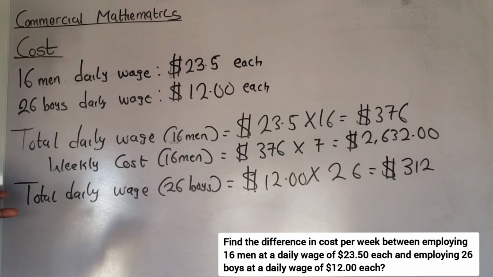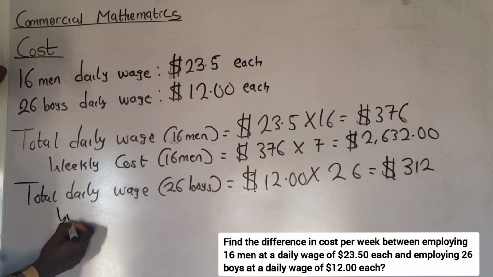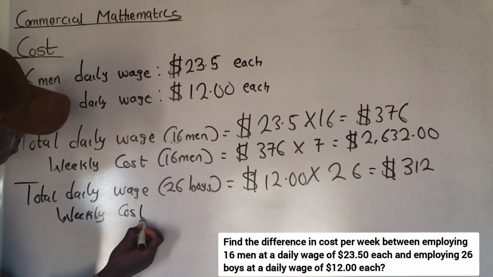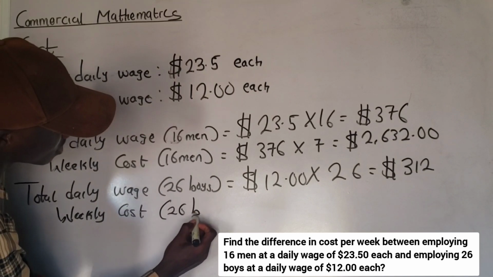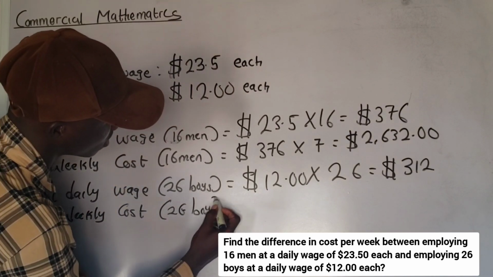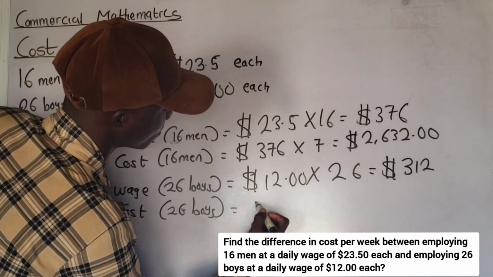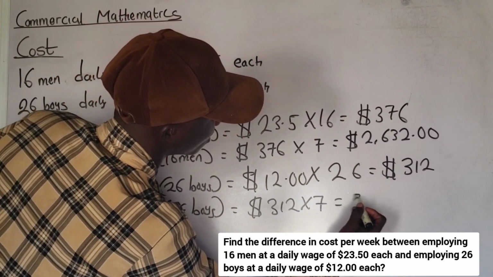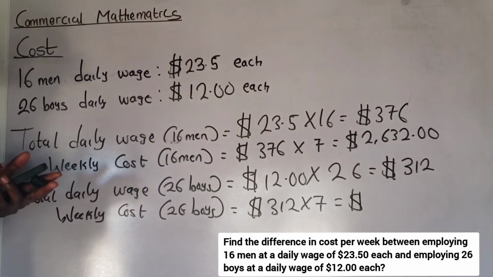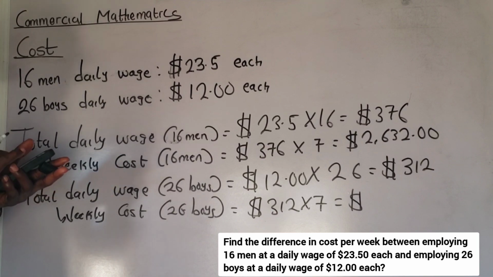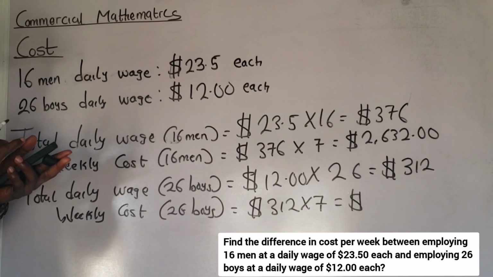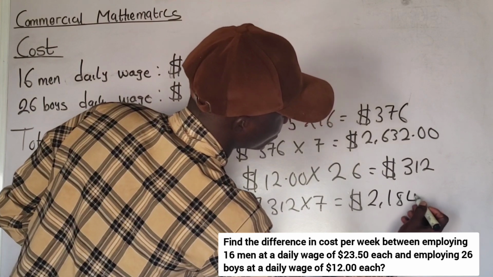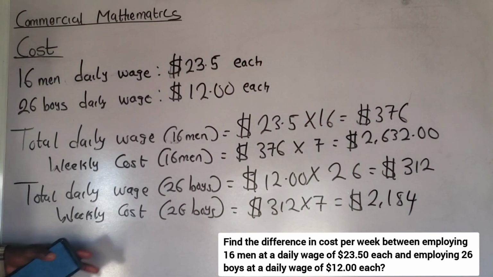Okay, now once you calculate it weekly, the weekly cost for 26 boys will now be $312 multiplied by 7, that is $2,184. Okay, that is the weekly cost for 26 boys.